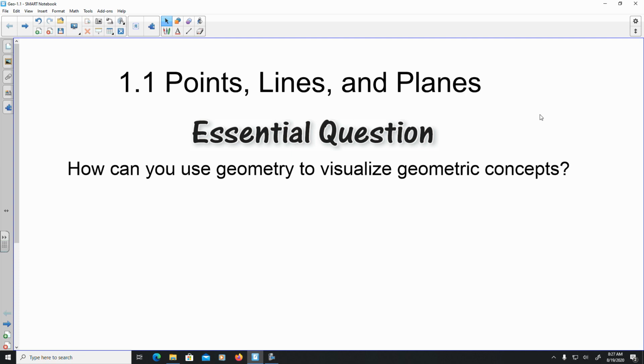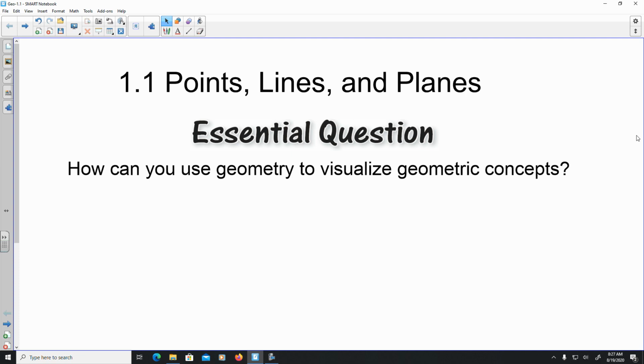Today we're going to be looking at section 1.1 where we're going to cover points, lines, and planes. So throughout these lessons, we are going to be asked an essential question. In this essential question, they're asking us, how can you use geometry to visualize geometric concepts?